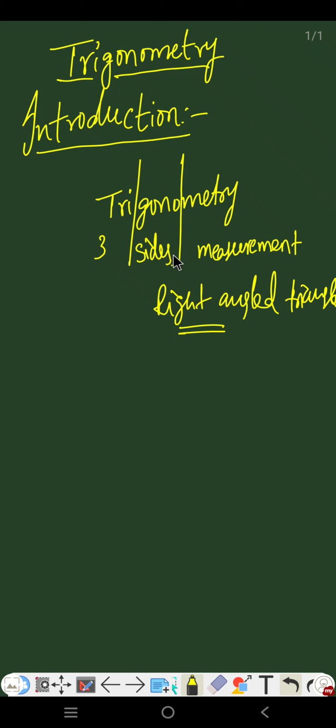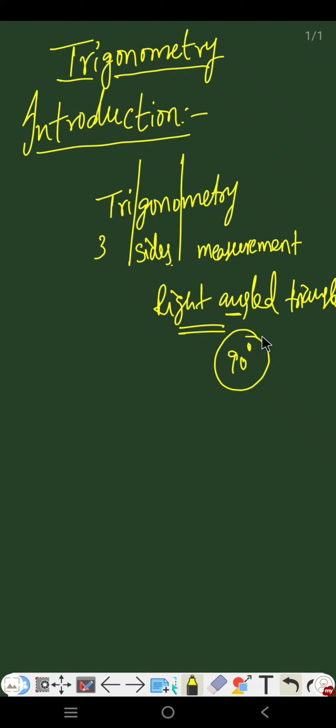And how can you define the ratio of the sides in the right angle triangle? Before that, the right angle is there. Right angle, we know already, means how much? 90 degrees. So, in a triangle, if any one angle is 90 degrees, then it is called a right angle triangle.